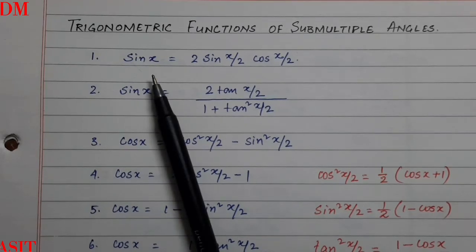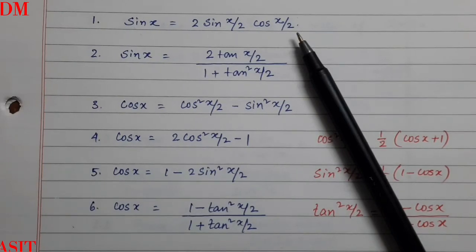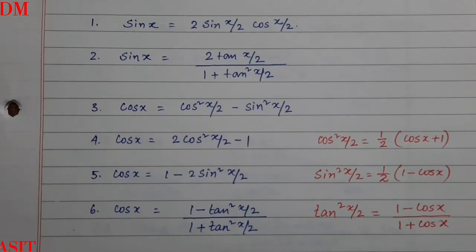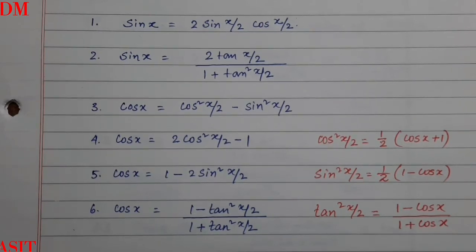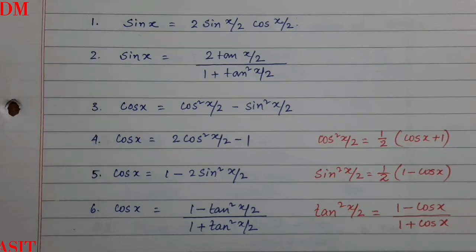The first formula, sin x equals 2 sin x by 2 cos x by 2. So previously we have seen sin 2x equals 2 sin x cos x. Now if we put x equals x by 2, then we will get this formula. Hence we can correlate the previous formulas to derive this set of formulas. Definitely we can write sin x equals 2 tan x by 2 by 1 plus tan square x by 2. And similarly we can derive the formulas for cos x.